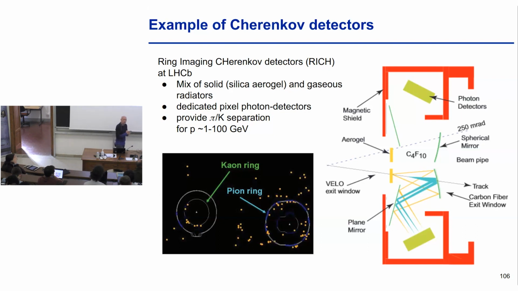The nice thing is that now we can get pion kaon separation to much higher momenta. This works great from about 1 to 100 GeV. So when you need particle discrimination at higher momenta, this is a much better way to go than the energy loss as an identification for particles.